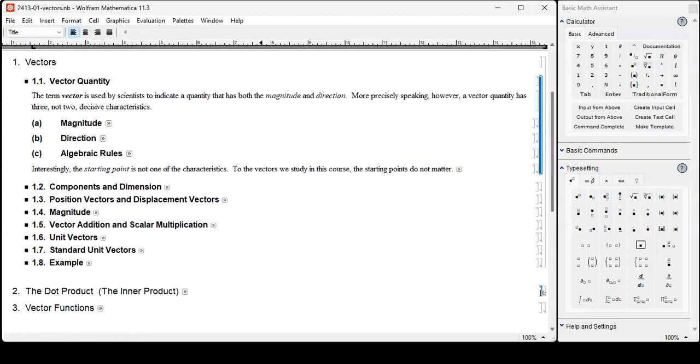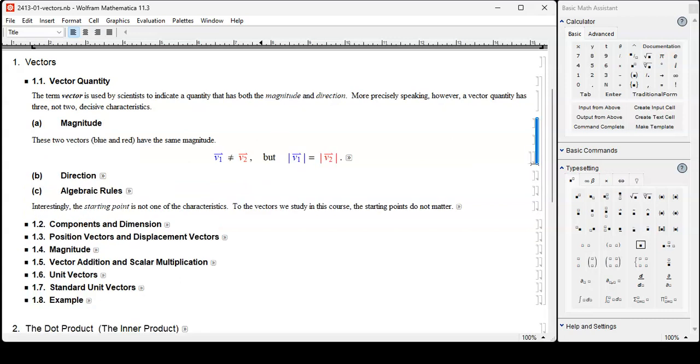Vectors. What is a vector? The term vector is used by scientists to indicate a quantity that has both magnitude and direction. So, magnitude and direction, those are two critical aspects. But this is a math course, so we need some more. We want to do some mathematics with those, so we need some algebraic rules as well. Let's talk about those one at a time.